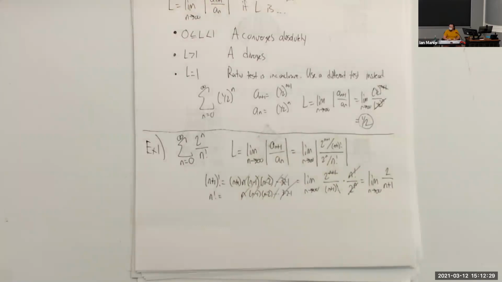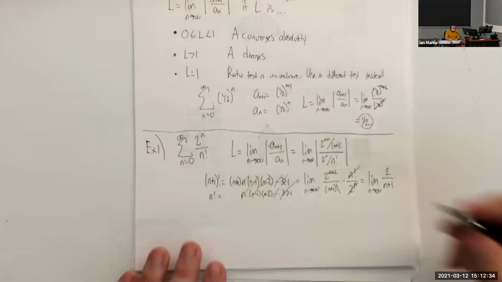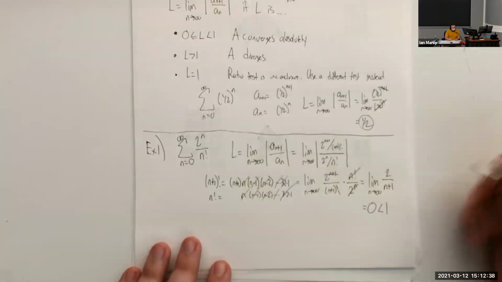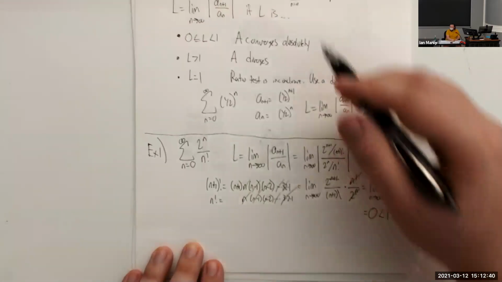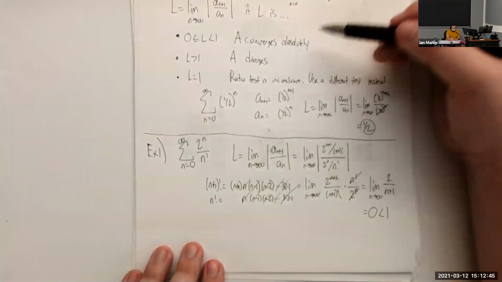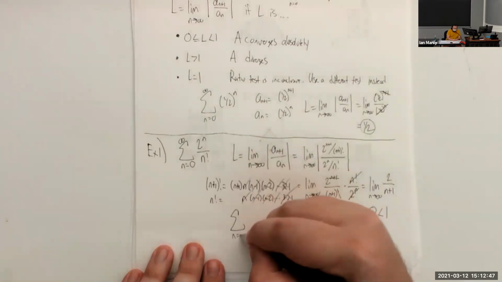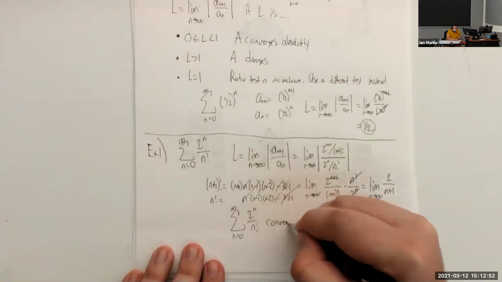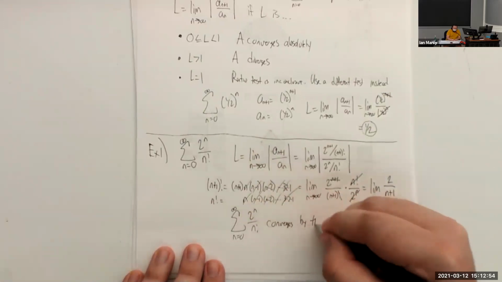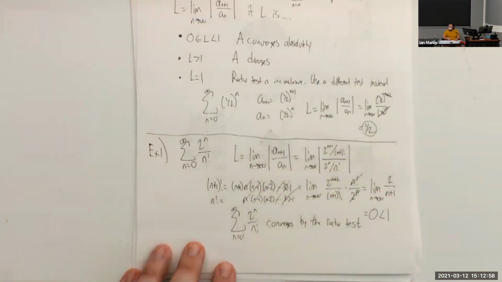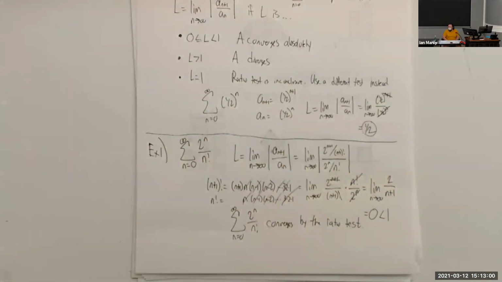All right, now let me ask you guys this. What is this limit going to end up equaling? It's going to be 0. That's right. Last I checked, 0 is indeed less than 1. So since we got a result that's less than 1, we see that our original series is going to converge absolutely. So we say that this converges by the ratio test. All right, and that's it. That's how we use the ratio test.